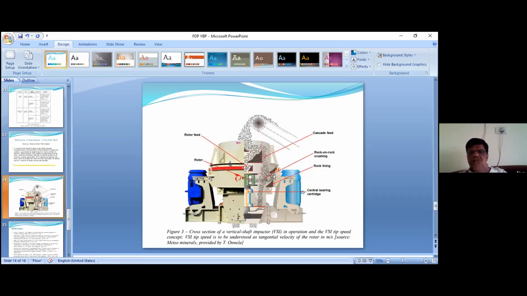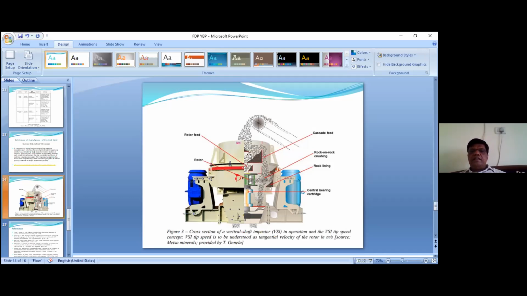But just before, there was some difficulty in sharing this, so I will explain this with the cross section. The cross section of the vertical shaft impactor, the VSI crusher. This is a feeder, and it is very compact. At the main part, there is a rotor. Gradually, by the cascading effect, the flow of this aggregate is controlled.